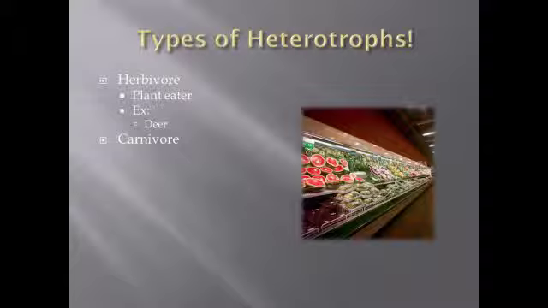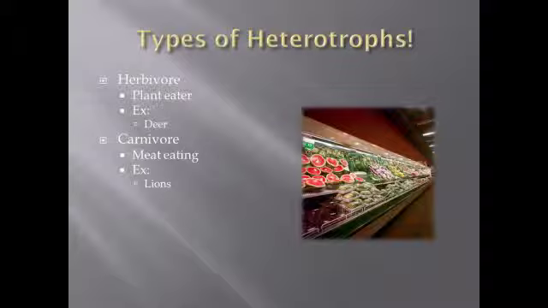The second type of heterotroph you're going to look at is something we call a carnivore. A carnivore is basically a meat eater. They eat meat in order to survive. Example, lions. Lions are a great example of this. They don't ever eat any plants. All they usually do is eat meat.